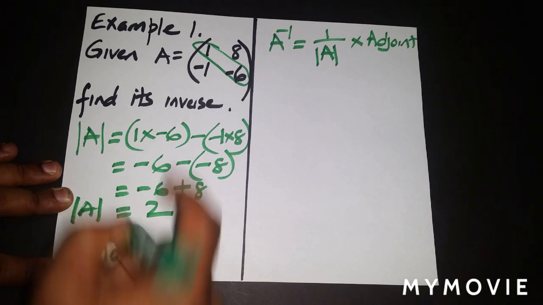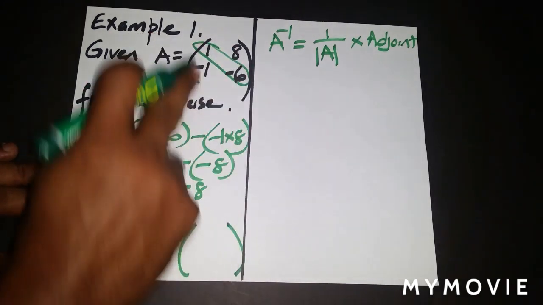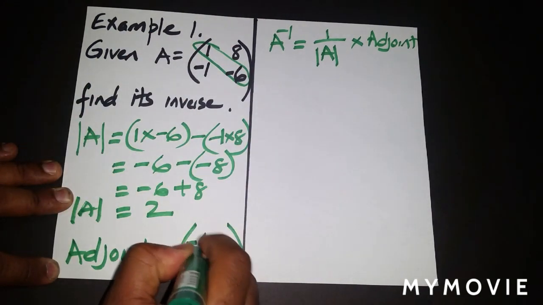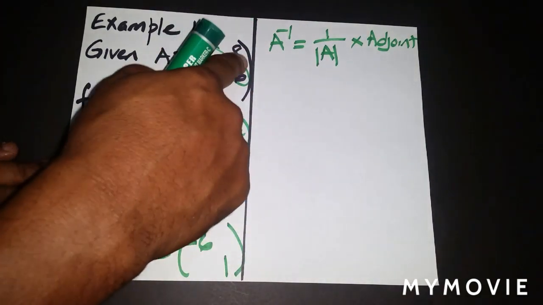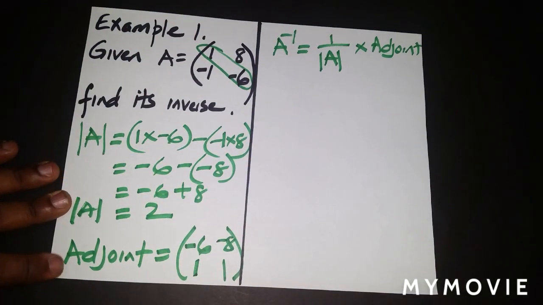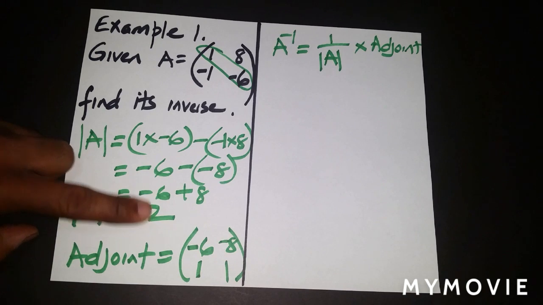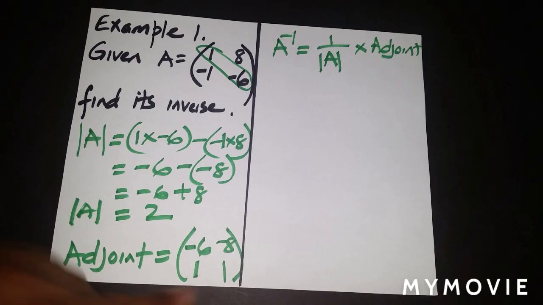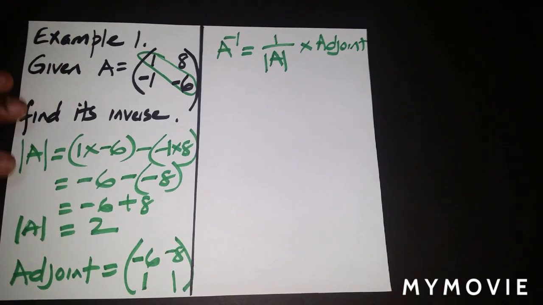The next thing we need to find is the adjoint. The adjoint of matrix A is simply, we're going to interchange these two elements, 1 and -6. So -6 comes here and 1 goes there. And these are going to stay in the same position, but we're going to change the sign. So this becomes -8, and that becomes +1. So we have the two things that we need to use in the formula. We have the determinant, which is 2, and the adjoint is this. So all we need to do now is get into the formula and proceed to find our inverse.